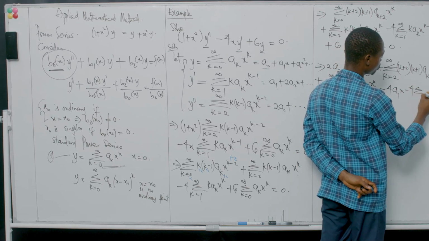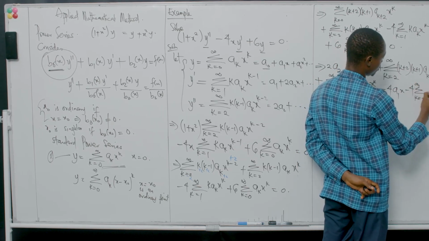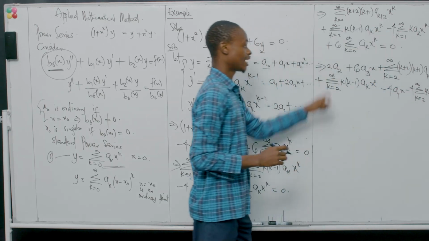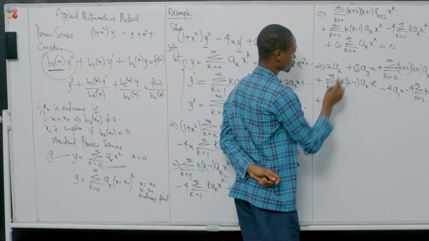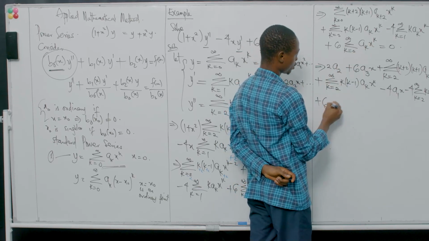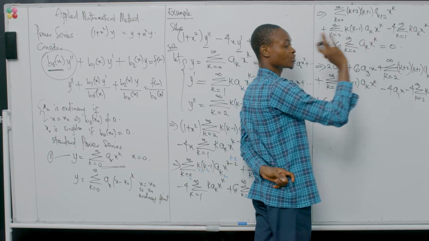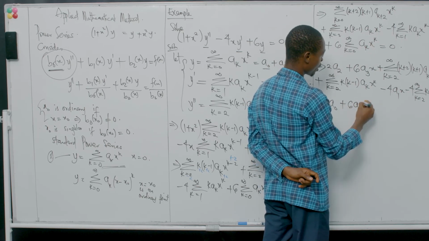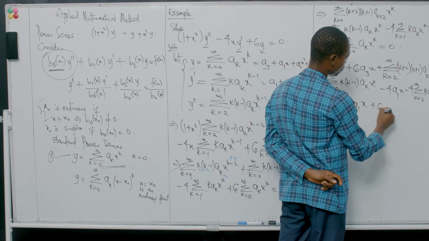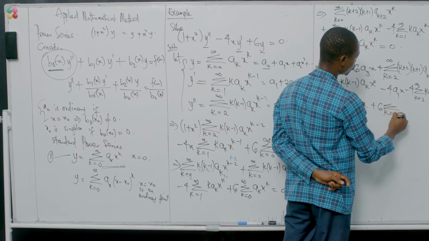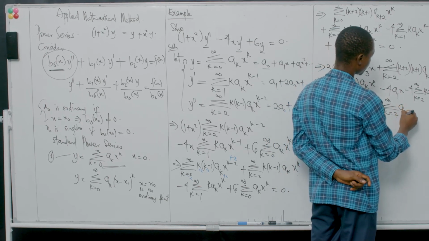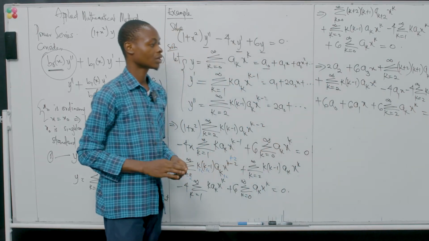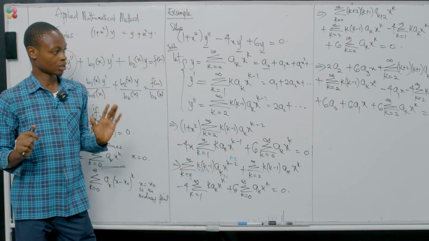Minus 4 summation k starting from 2 now. k a_k x raised to k. Then I'm here. Plus, when k is equal to 0, 6a_0, because x raised to 0 is 1. When k is equal to 1, 6a_1x. Then plus 6 summation k starting from 2 to infinity, a_k x raised to k. All of it is equal to 0. Are we together?